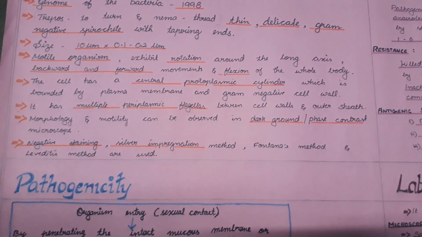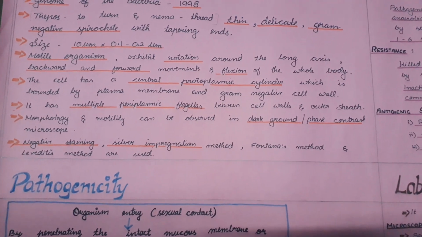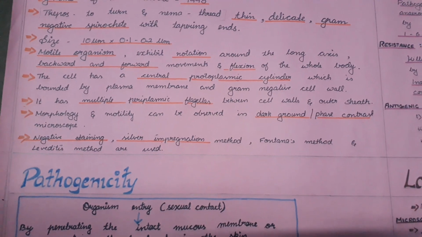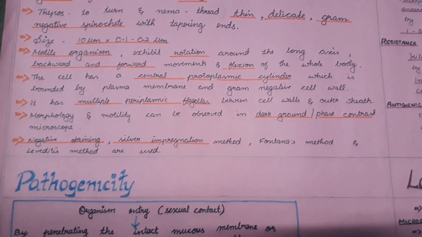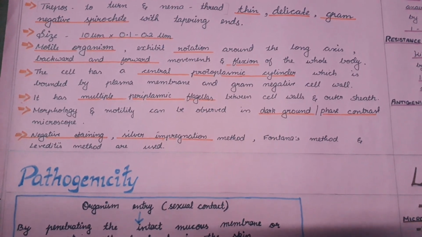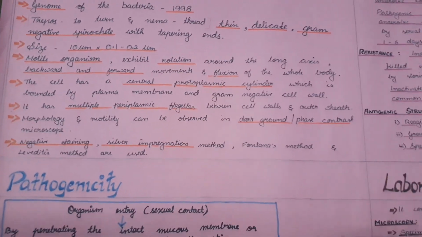The morphology and motility of the organism can be observed in a dark ground or phase contrast microscope. Negative staining, silver impregnation method, Fontana's method and Levaditi's methods are used.